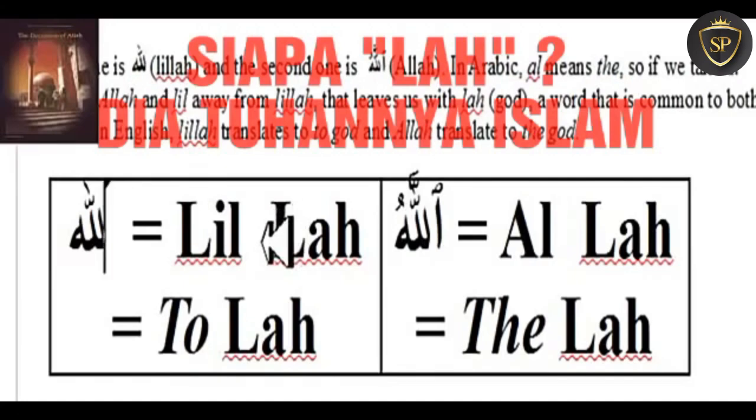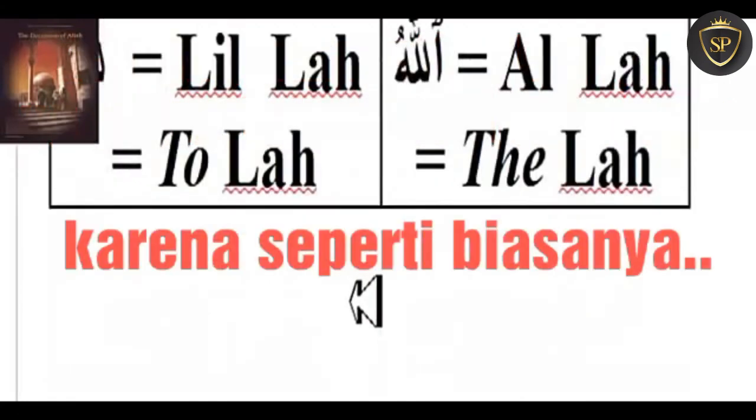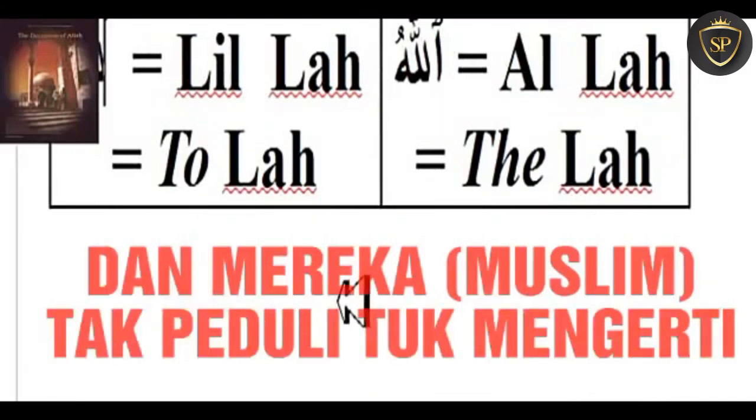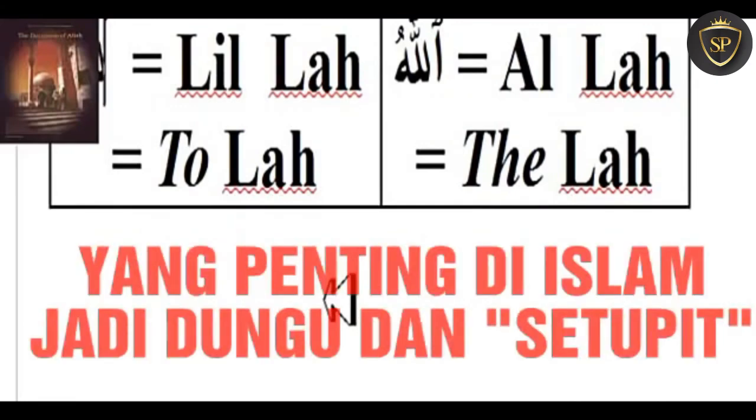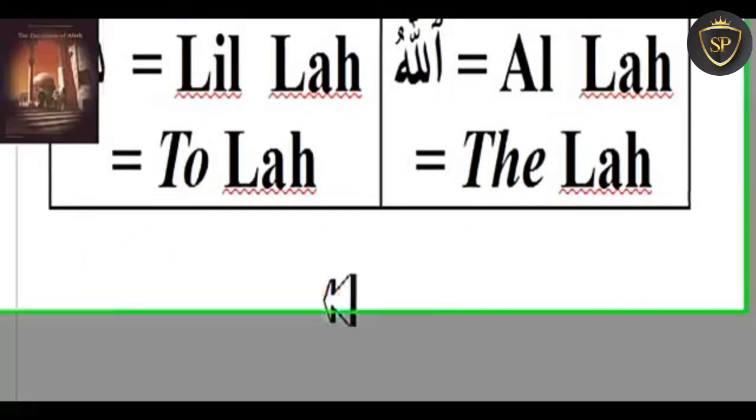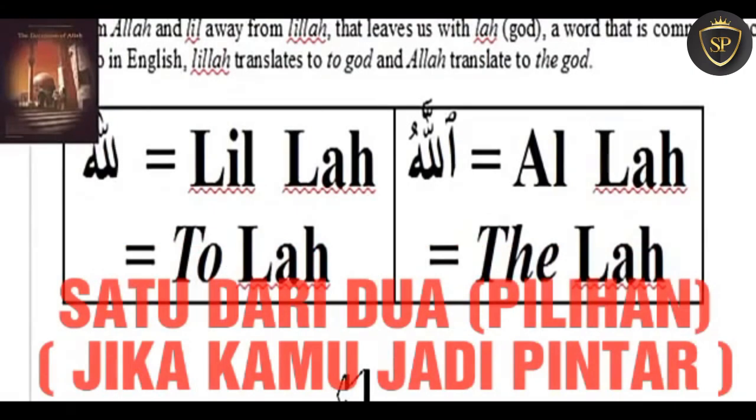And by the way, even Muslims do not know that this is in their book, because Muslims, as usual, are people who recite but they don't understand. And they don't care about understanding. You know, the most important thing in Islam is just to be dumb and stupid. As long as you are dumb and stupid, you are good to go. The second you start being smart, Islam will reject you. Like one of two things: either Islam will reject you or you will reject Islam.